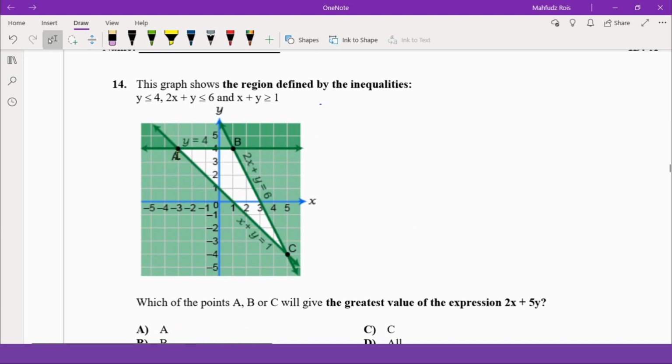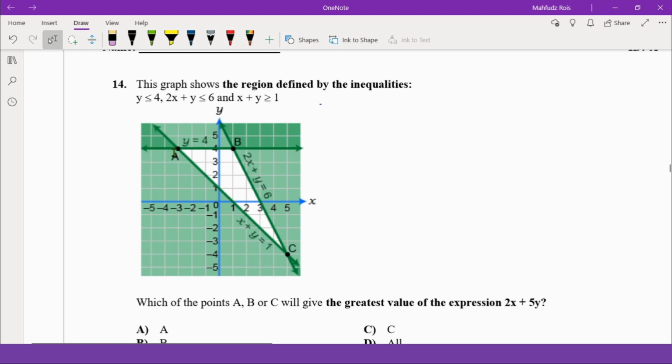So what is the point of A? The coordinates, and point B, and the coordinate of point C. After that, we can just plug in each point here, whether A, B, or C, and then we just choose the greatest one. All right, but here we can easily find them, because we have the graph drawn here.